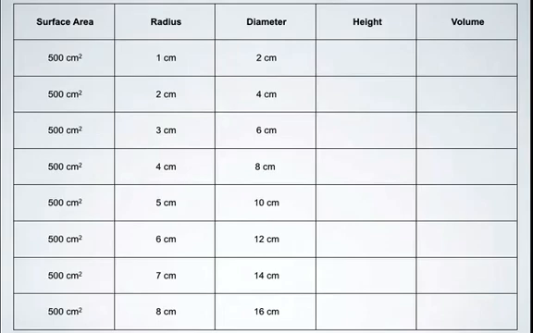So here's the table that we're going to use. It lists surface area, radius, diameter, height, and volume for various cylinders. Remember that the surface area is fixed all the way down the table.